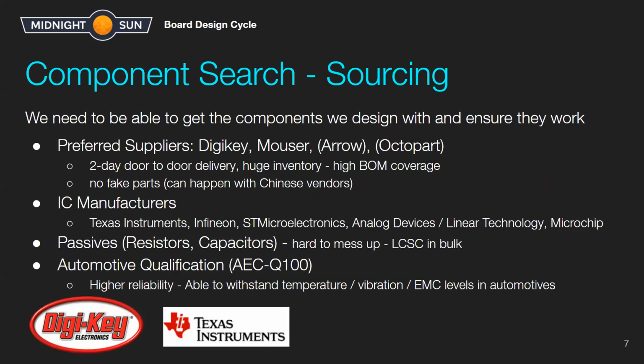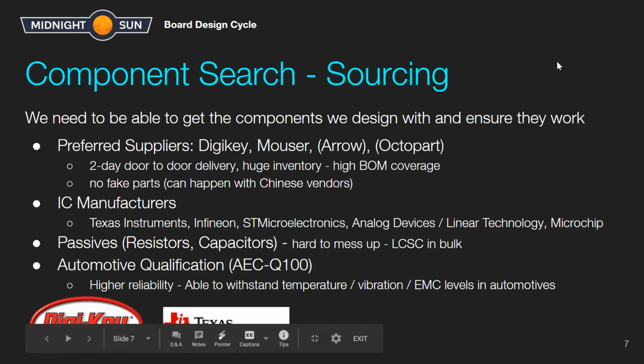For component search, once you have your block diagram down, you have to start figuring out what components you're going to use to achieve those functions. So our preferred suppliers are DigiKey and Mouser. Arrow is also a possible one. They do ship pretty well. They have a little bit less stock than Mouser and DigiKey usually do.